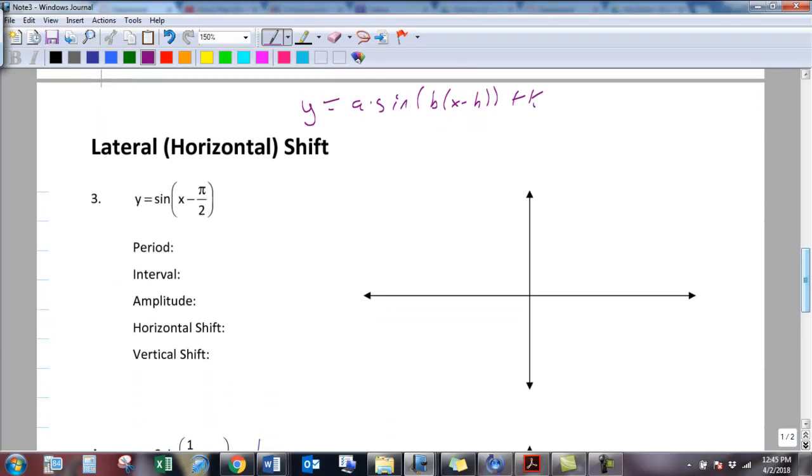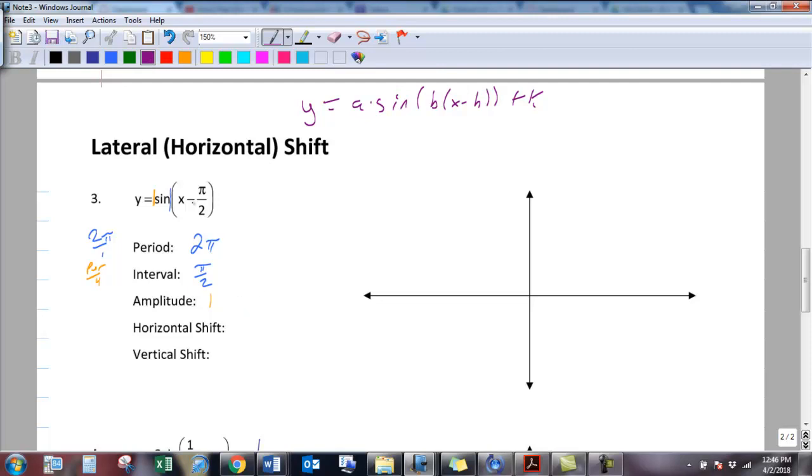Let's go on to page 2, and this time we're going to change the lateral or the horizontal shift. All right, period. In this case, period is 2 pi divided by b. What is b here? There's a 1 there, so it's 2 pi divided by 1. Our period is 2 pi. Our interval is the period divided by 4, so that's going to be pi halves. Amplitude. What is A here? There's a 1 there, so our amplitude is 1.